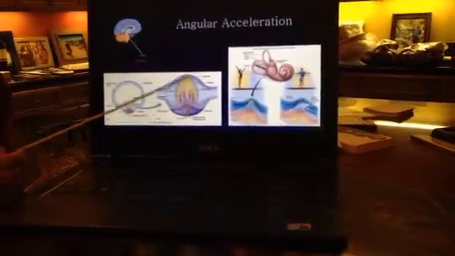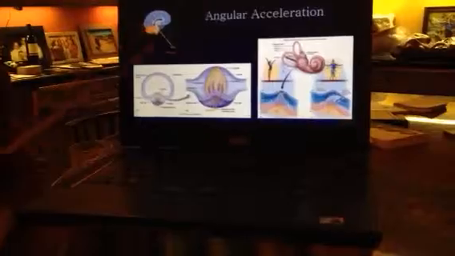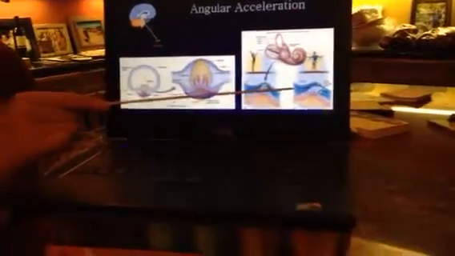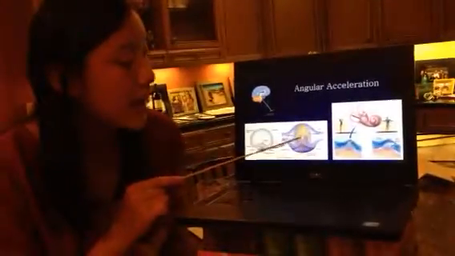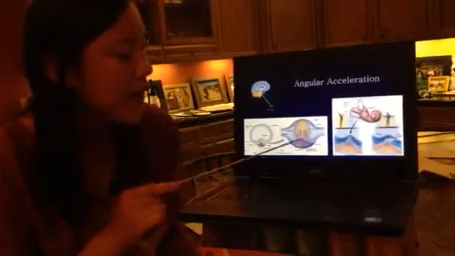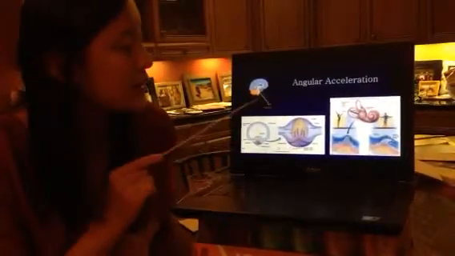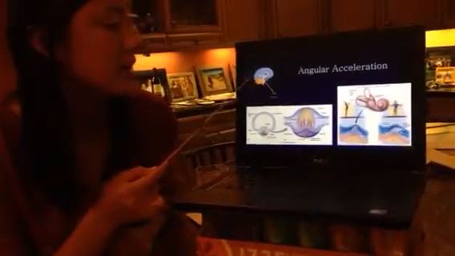Now the hairs are encased in a cupula, and this is a gel-like membrane. So when the endolymph comes through, when our body position changes, for example in this picture, it pushes the cupula, which then pushes the hairs in our inner ear. And when the hairs move, it sends a signal via the vestibular nerve to the cerebellum, or particularly the pons, which is part of the brainstem, to the cerebellum.